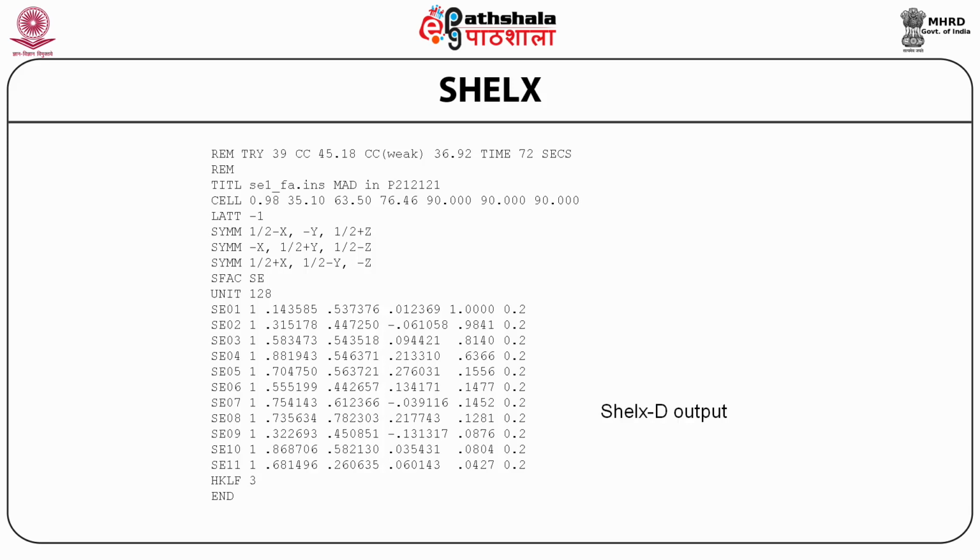So you have in the third item along every row, starting from X, then Y, then Z coordinates, then the occupancy of the selenium atom is given. So these are all called heavy atom positions, which are output by the SHELX-D program.